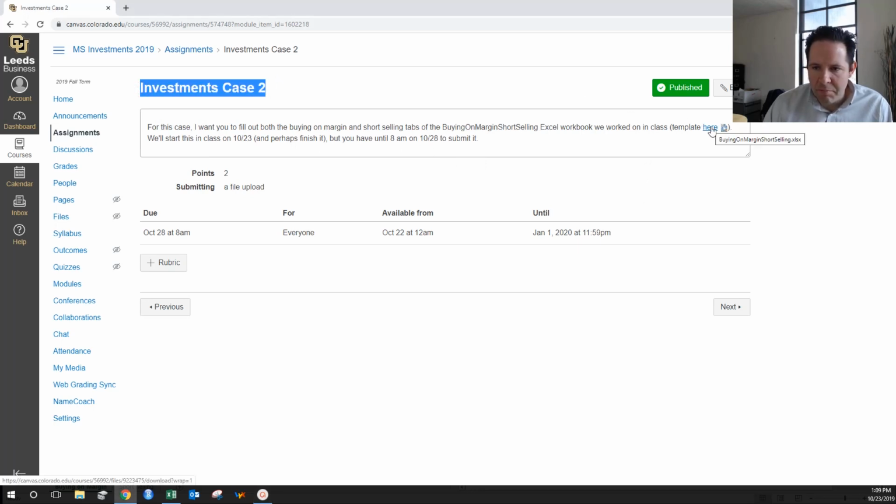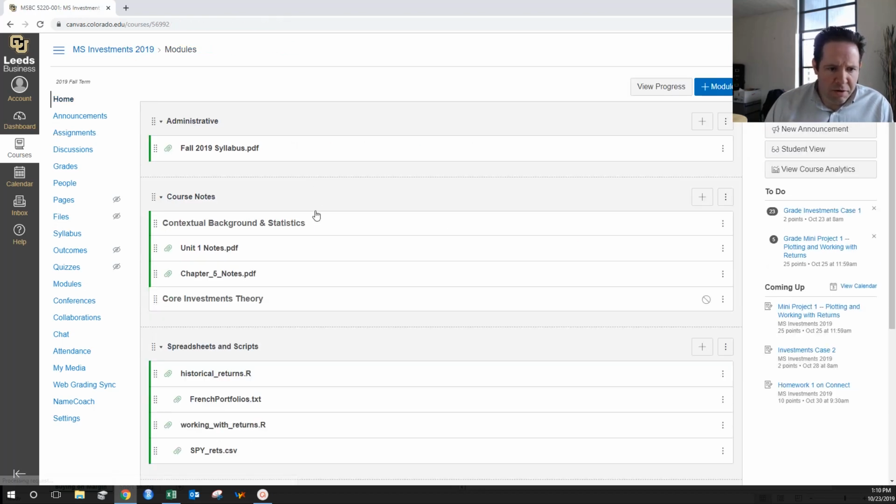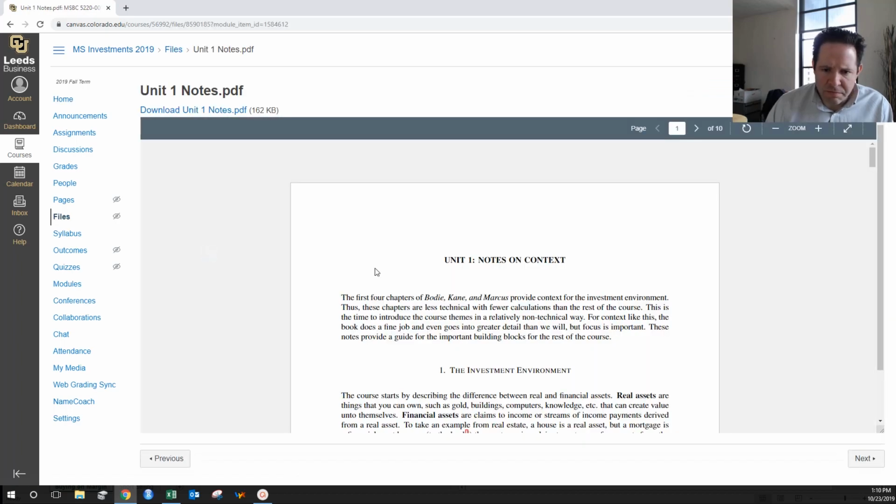You can click the template. If you click this, it will download an Excel file. And so hopefully you'll have that available for this illustration. The other thing is the reference material for this is in Unit 1 notes.